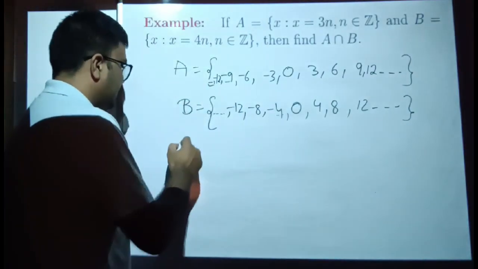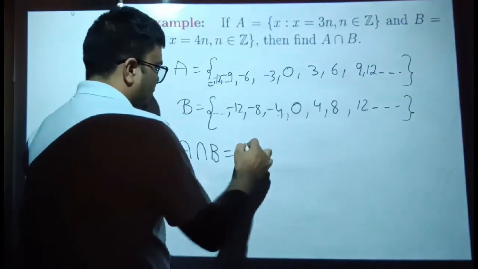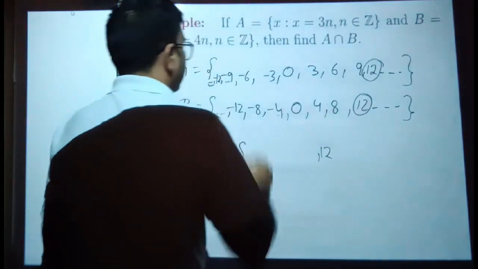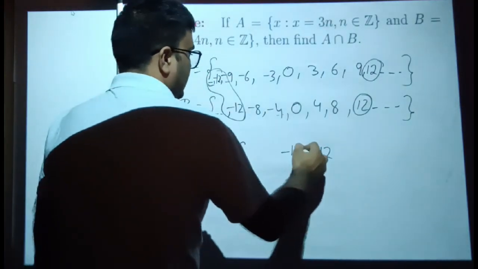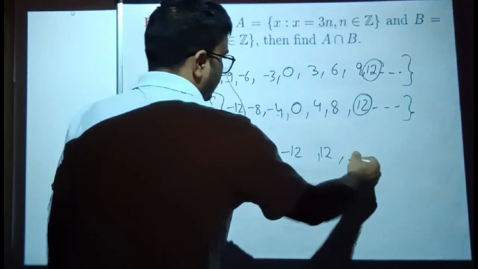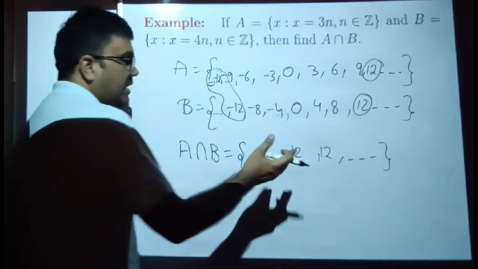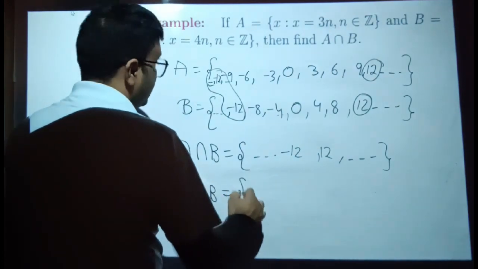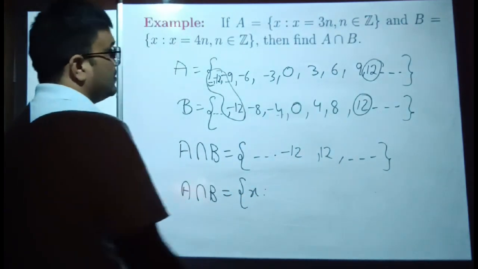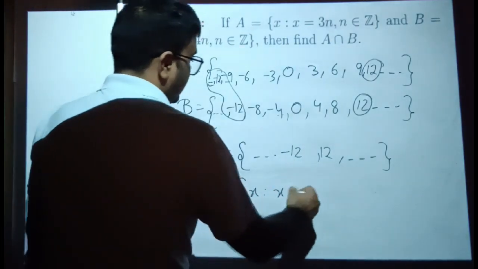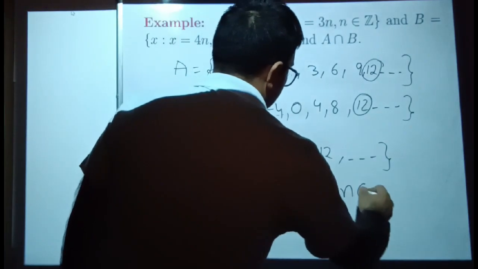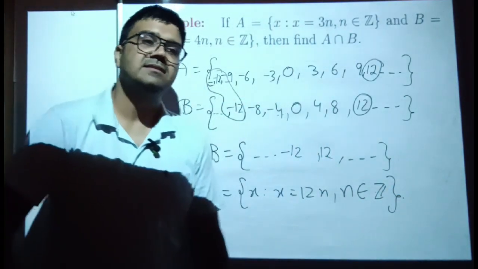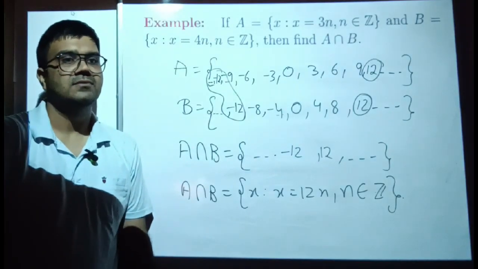So when I say A intersection B, I am talking about the common elements. It is 12, it is minus 12, and next will be elements like this. What are these elements? These are basically A intersection B. It consists of all those x that are multiples of 12. So it is 12 times n, and n belongs to Z. This is the intersection of these two sets.